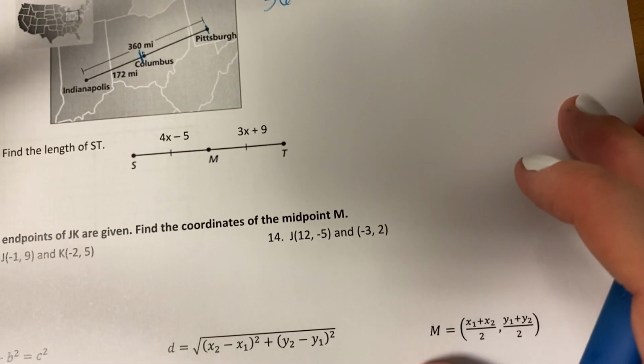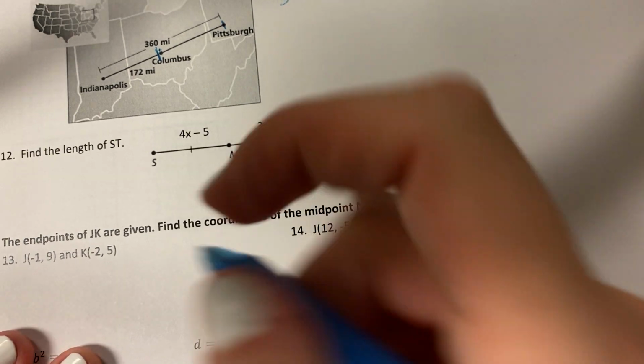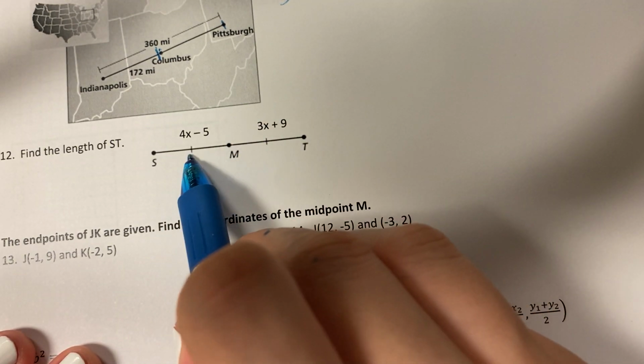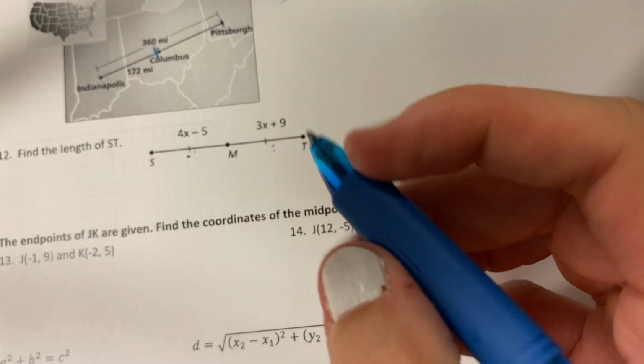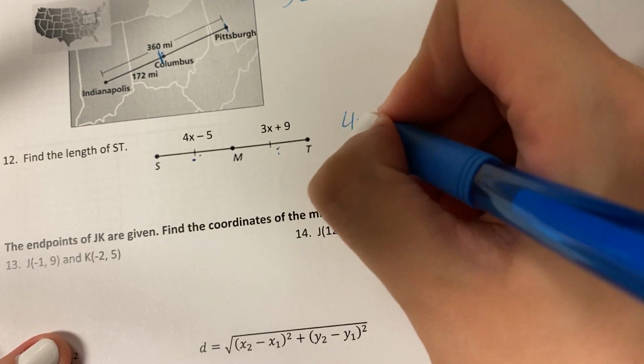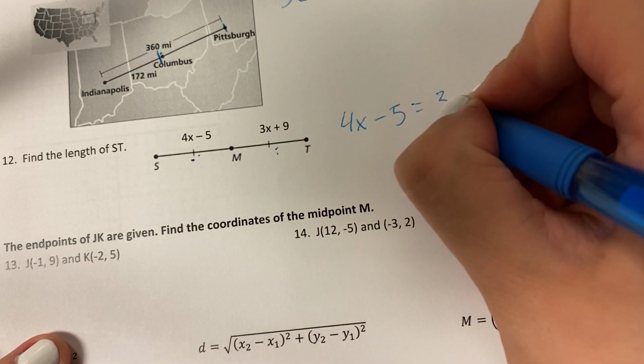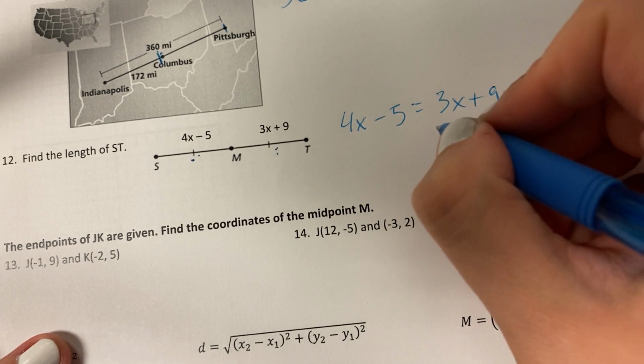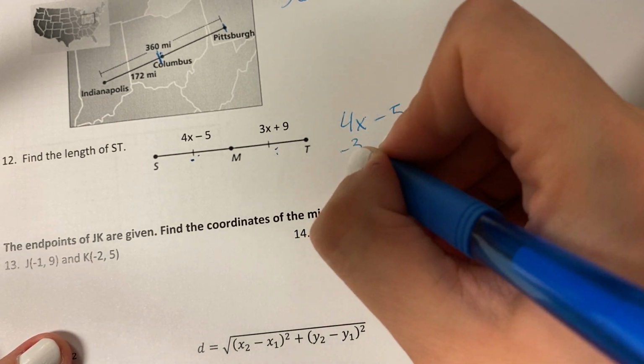All right, we're going to keep moving. Just find the length of ST. So we know, since M is the midpoint, because we know that from these congruent symbols, we can set 4x minus 5 equal to 3x plus 9. We can solve for x.